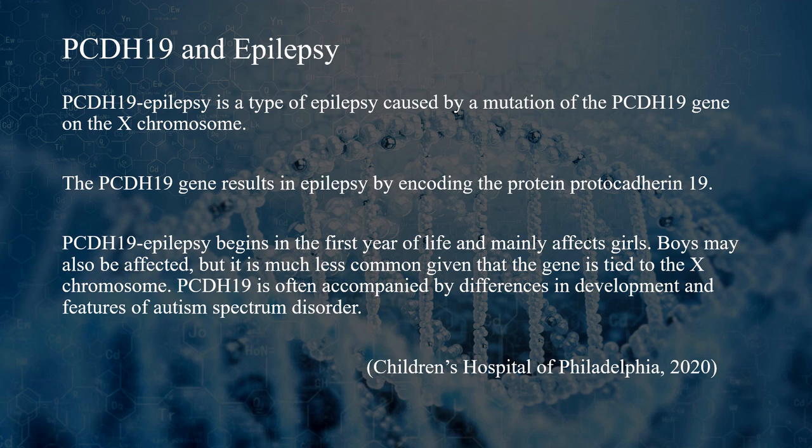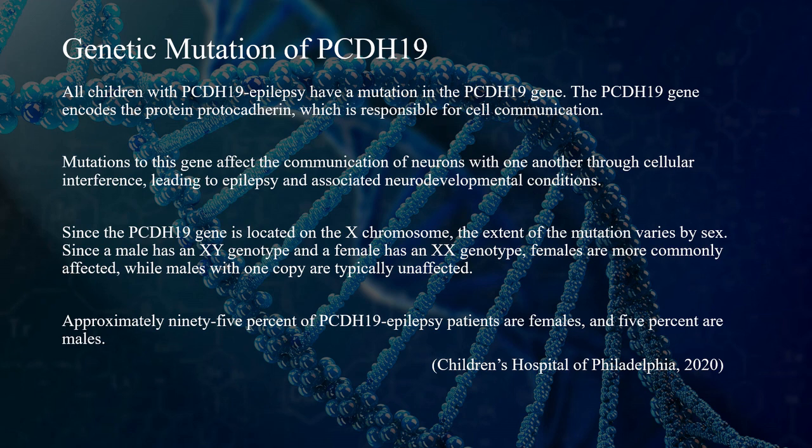PCDH19 is often accompanied by differences in development and features of autism spectrum disorder. All children with PCDH19 epilepsy have a mutation in the PCDH19 gene. The PCDH19 gene encodes the protein protocadherin, which is responsible for cell communication. Mutations to this gene affect the communication of neurons with one another through cellular interference, leading to epilepsy and associated neurodevelopmental conditions.